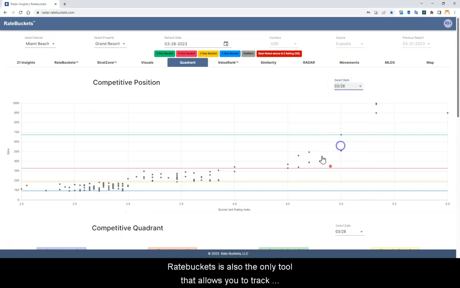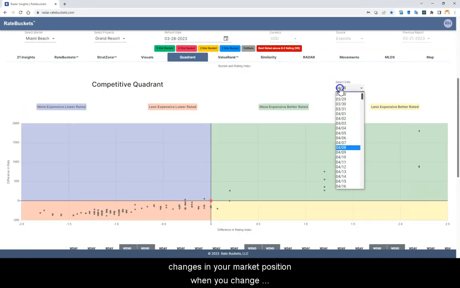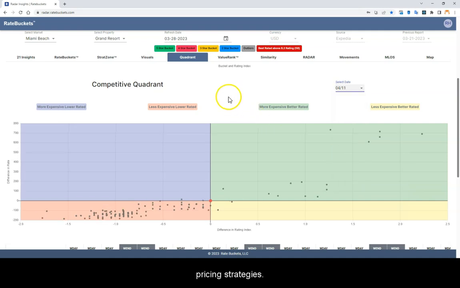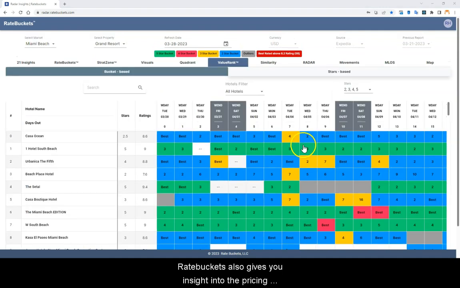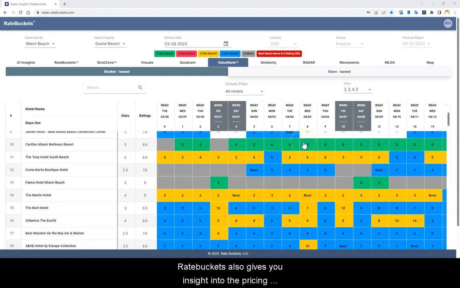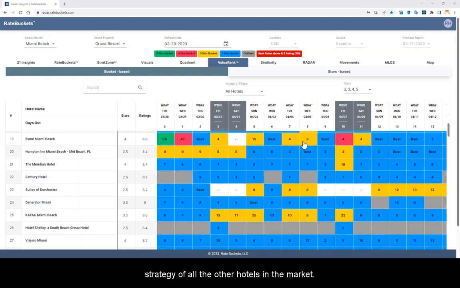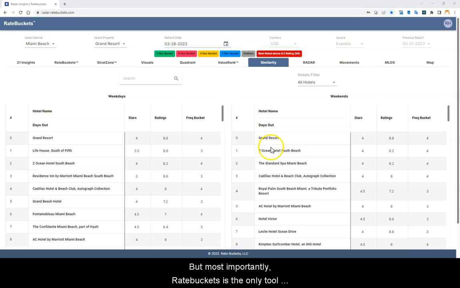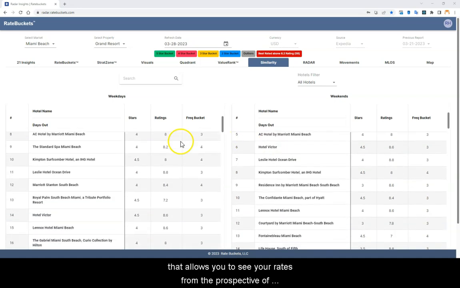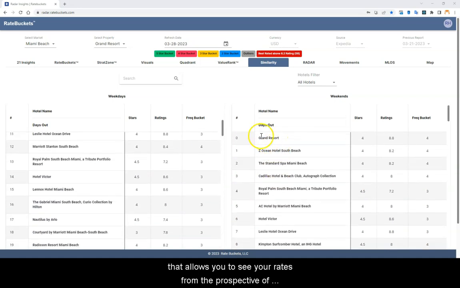Ratebuckets is also the only tool that allows you to track changes in your market position when you change pricing strategies. Ratebuckets also gives you insight into the pricing strategy of all the other hotels in the market. But most importantly, Ratebuckets is the only tool that allows you to see your rates from the perspective of online shoppers.